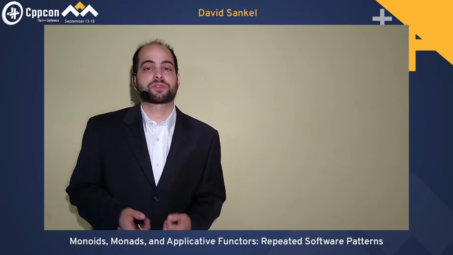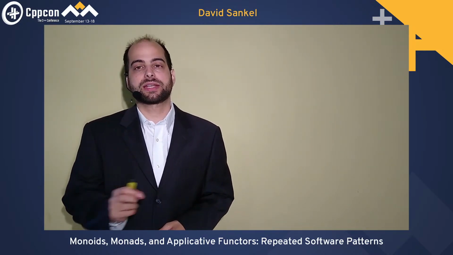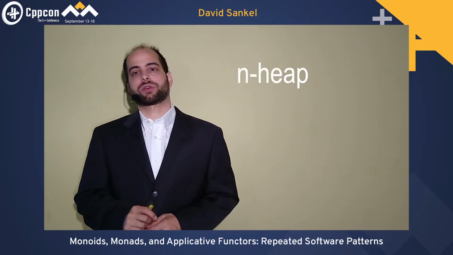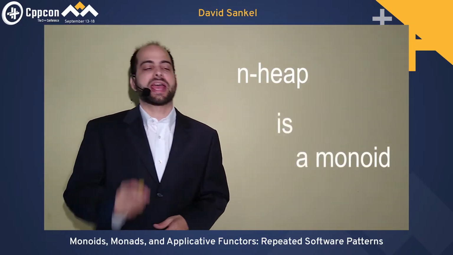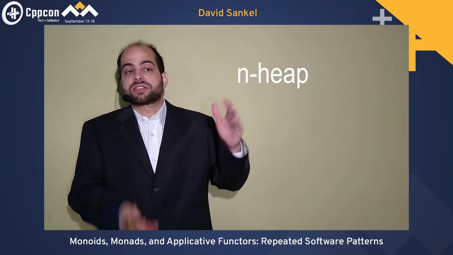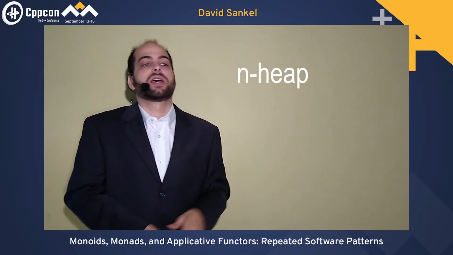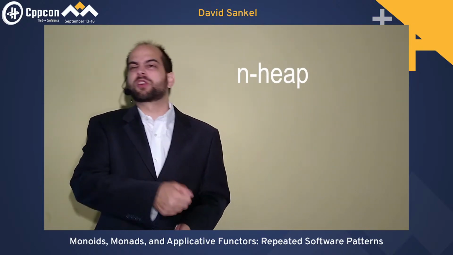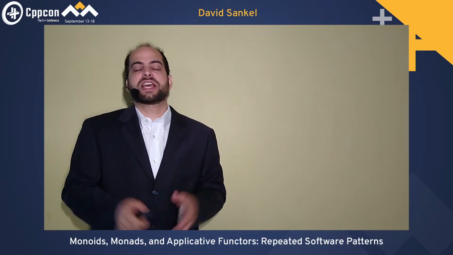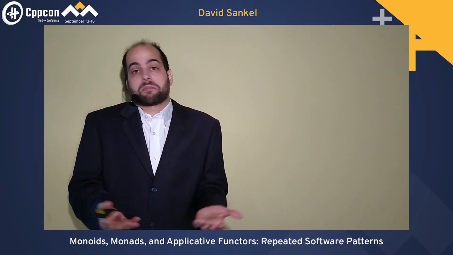Let's say you want to search for the n best occurrences of a word in 1,000,000 documents. The key insight here is that an n-heap data structure is a monoid. An n-heap, in case you weren't familiar with it, is basically a list of the best elements, for some definition of best, according to their goodness criteria. And you can take n-heaps and combine them together to get other n-heaps. And this is a monoid.